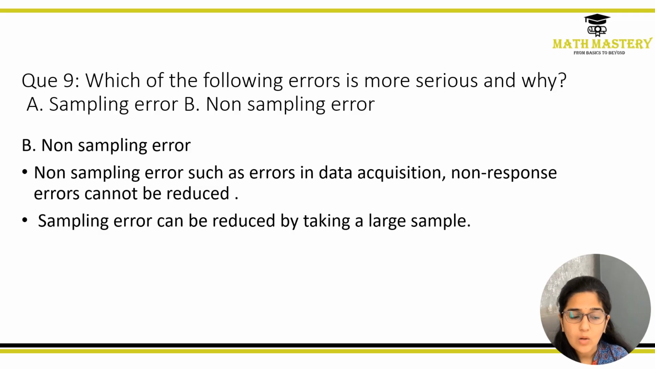So however, what is non-sampling error? Non-sampling error is the error such as error in the data acquisition or error in non-response. Non-response error is when the respondent is not available to answer. So those kind of problems cannot be solved. Therefore these errors cannot be reduced. So that is why non-sampling errors are a more serious problem as compared to sampling errors.